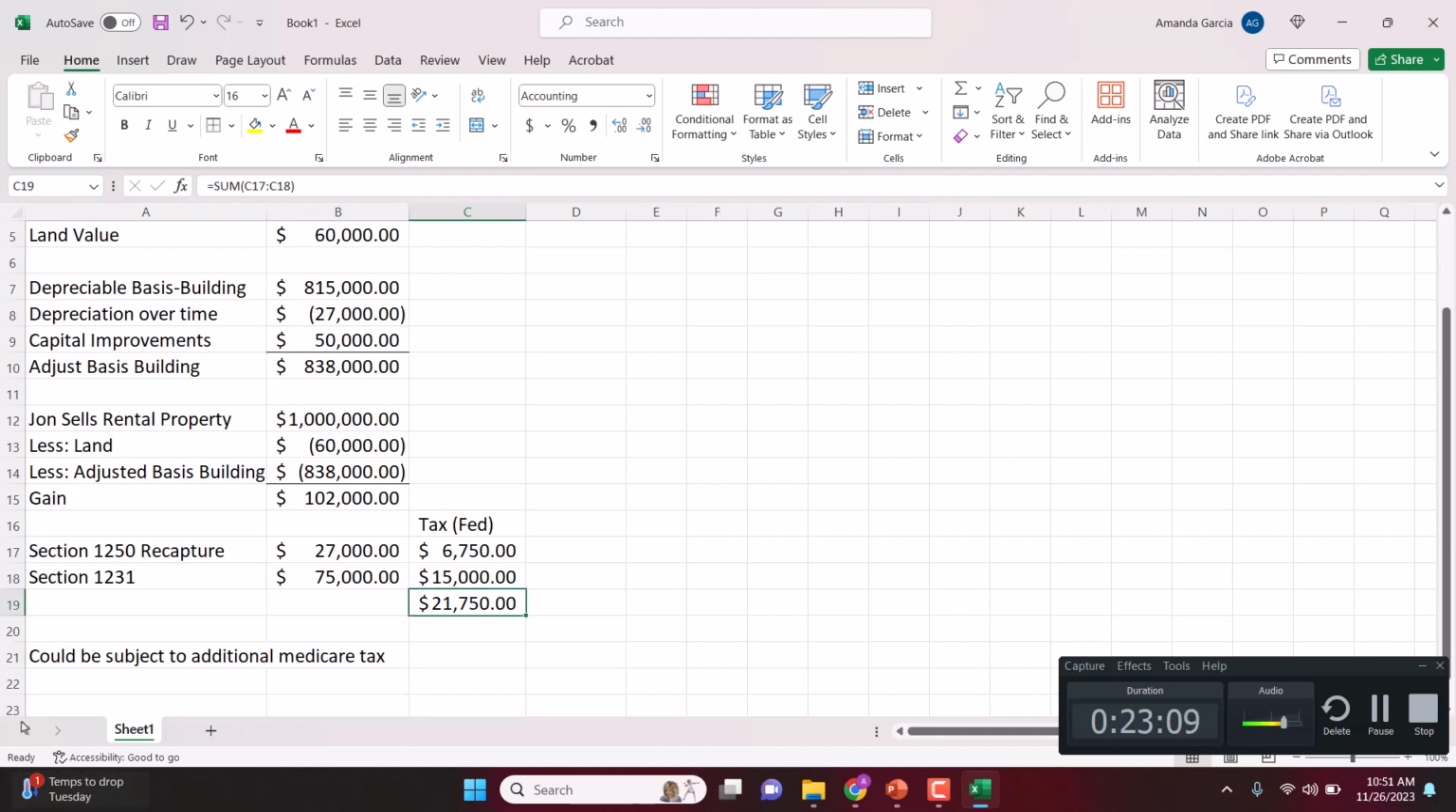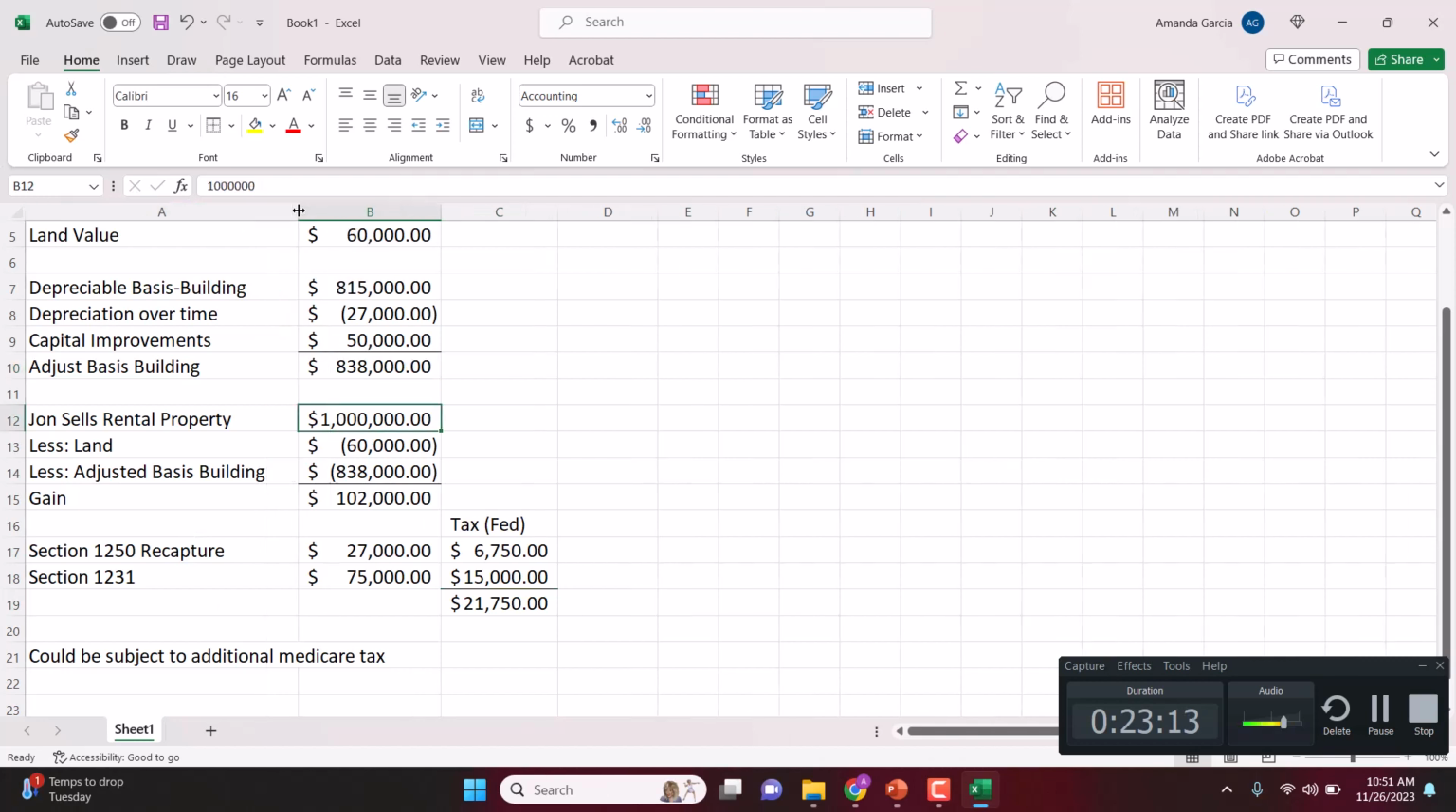But this is the gain that John would pay based on the adjusted basis. Now, it doesn't matter what John's mortgage was or if he paid cash for that. That's not going to change the gain calculation here. So that's an overview of how we would calculate this.